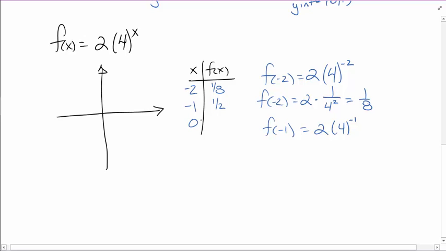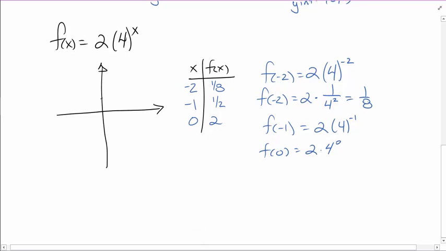If I plug in a 0, I will get 4 to the 0 times 2. 4 to the 0 is 1, times 2 is 2, and that's going to be my y-intercept. I can plug in a value like 1. 4 to the first is 4, times 2 is 8. I get f of 1 to be equal to 8.